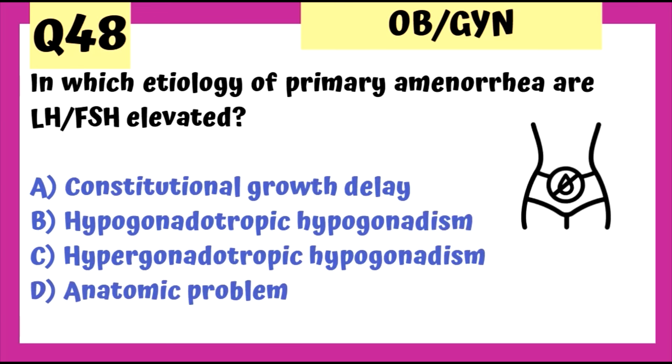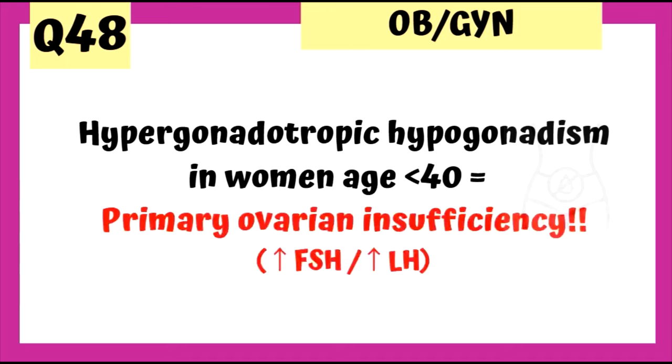Question 48, in which etiology of primary amenorrhea is LH-FSH elevated? It's going to be in hypergonadotropic hypogonadism. Hypergonadotropic hypogonadism in women aged less than 40 is primary ovarian insufficiency. So we see elevated FSH and elevated LH, but we will see a decreased estrogen. Okay, so that's primary ovarian insufficiency, hypergonadotropic hypogonadism.